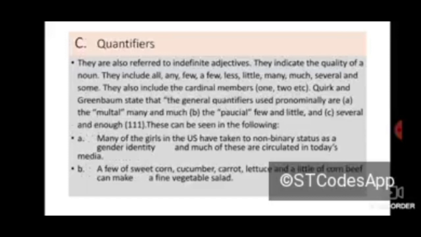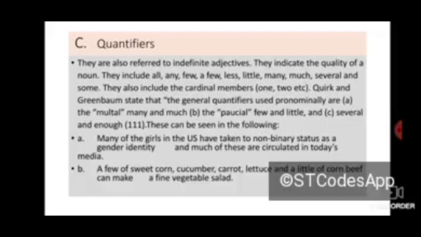The next one is the qualifiers. They are also referred to as indefinite adjectives. They indicate the quality of a noun. They include all, any, few, a few, less, little, many, much, several, and some. They also include the cardinal numbers 1, 2, 3, 4, 8, etc.